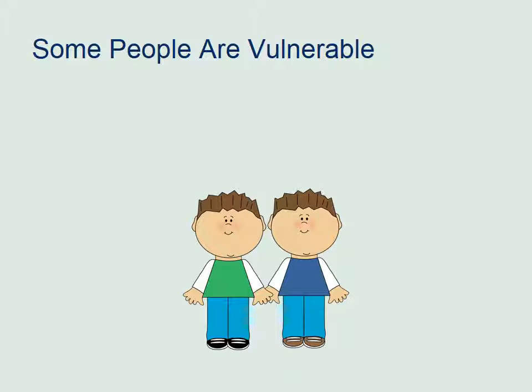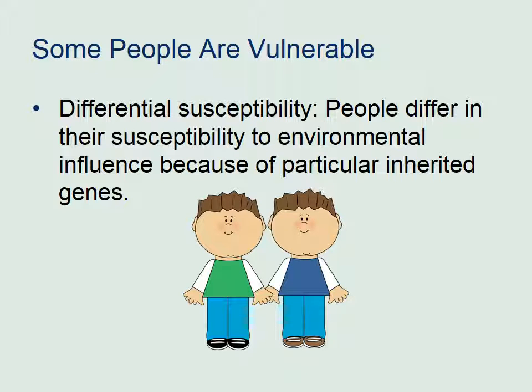So let's talk a little bit about how nature and nurture interact. So some people are more vulnerable to specific diseases, to specific illnesses. It has a lot to do with your genetic makeup. So people differ in their susceptibility to environmental influences because of particular inherited genes.